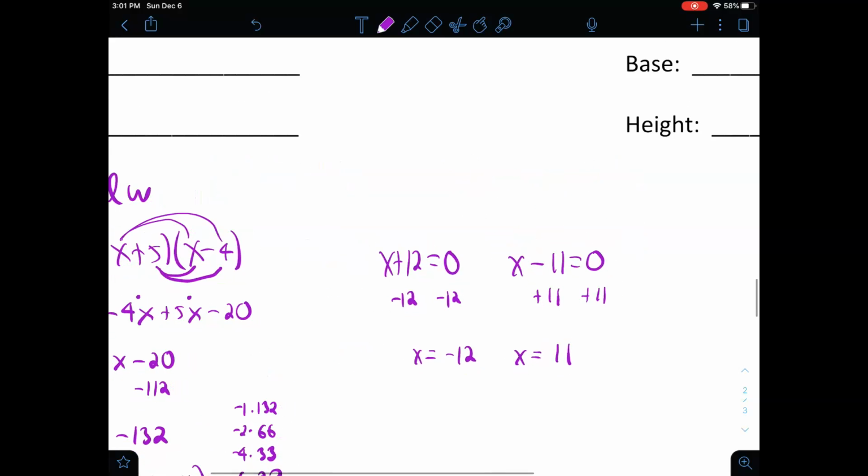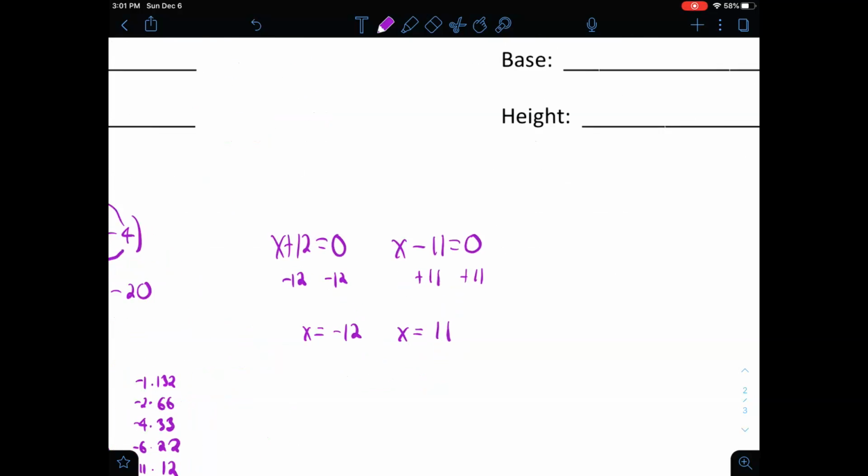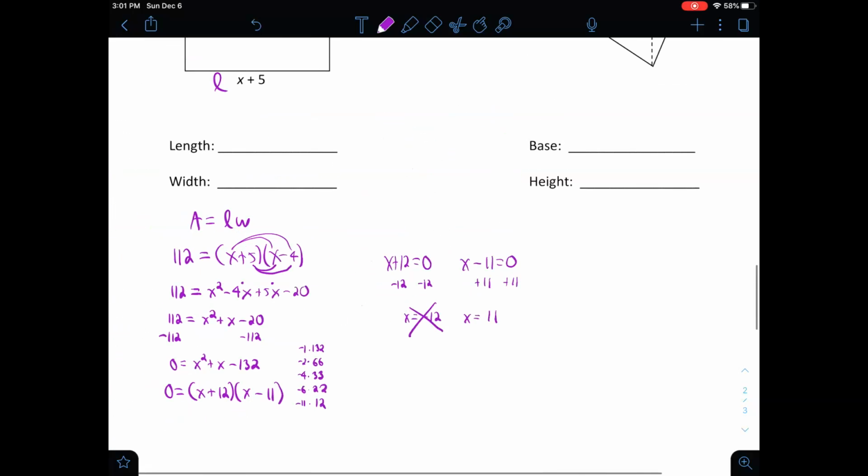So those are the answers, but let's think this through a little bit. Could x be negative 12? If you do negative 12, that'd be negative 12 plus 5, which equals negative 7. Can we have a negative 7 length? Sometimes these answers are not going to be real when we're working with actual distances. So we can exclude this one, because it's going to give us a negative answer.